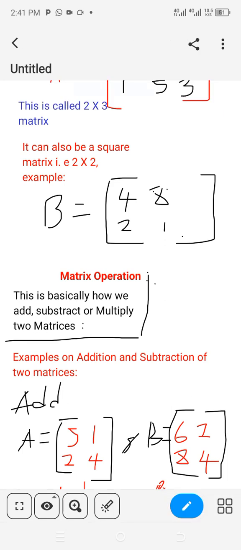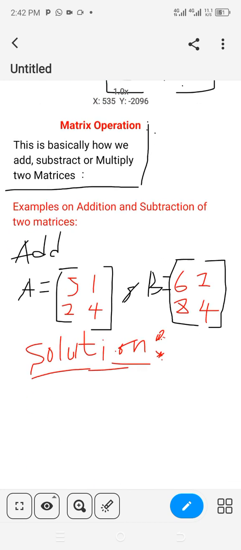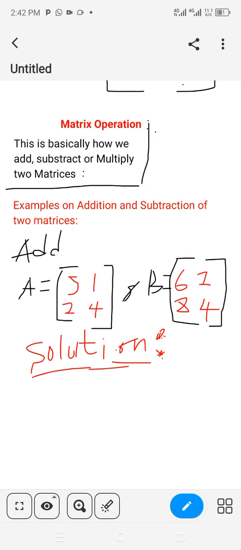So now let's move to matrix operations. Mathematically, if you're asked what do you mean by operations in maths, they are basically the addition, subtraction and multiplication we do in arithmetic. So these are the operations. Arithmetic operations can also be applied to matrices. So matrix operations are basically how we add, subtract, or multiply two matrices.